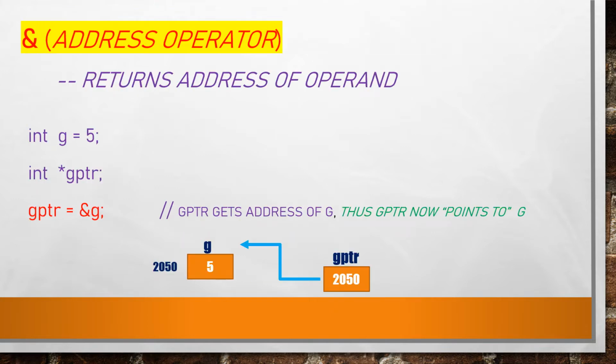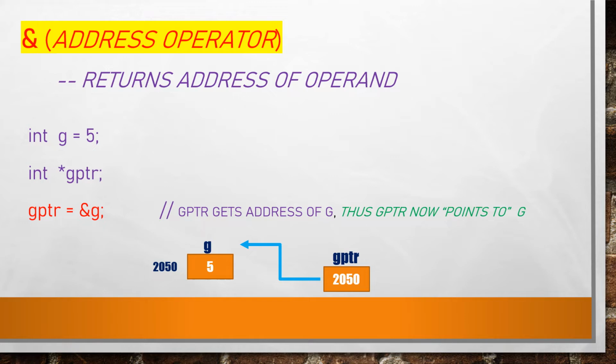Next is the address-of operator, represented with the ampersand symbol. Whenever ampersand is used ahead of a variable name, it will return the address of that variable. Let us consider a small program. int g = 5; int *gptr; gptr = &g. So &g will return the address of the g variable into gptr.